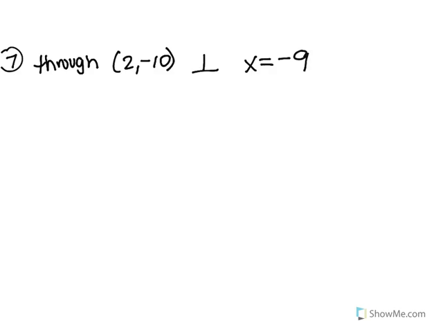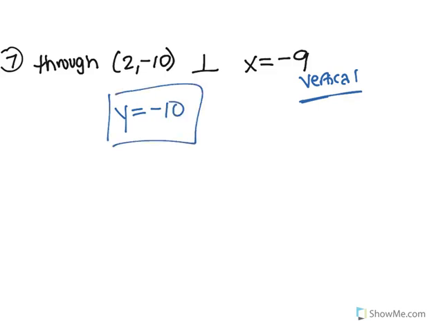Number 7, it says let's write the equation of a line that's going to go through the point (2, -10), and is perpendicular to x equals -9. So this is a special line, x equals -9. That means this is a vertical line. So if I need to cross it, then I need to get a horizontal line. There's no work really on this one. Your answer is just y equals -10.